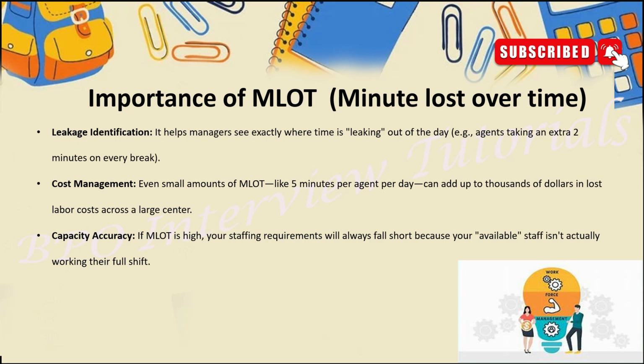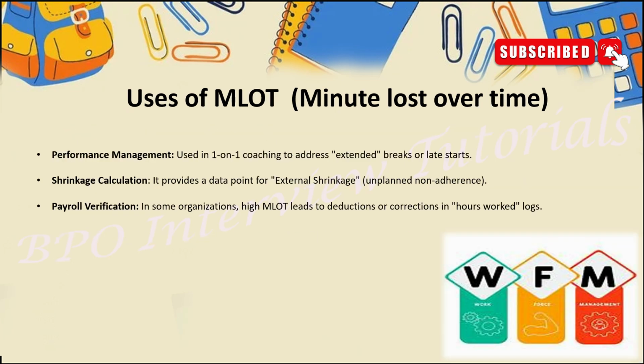Now capacity accuracy. If MLOT is high, your staffing requirement will always fall short because available staff isn't actually working their full shift. For example, 100 agents have lost 5 minutes, so that is equivalent to 500 minutes, right? That 500 minutes of capacity we have lost. So it is very important to understand the MLOT.